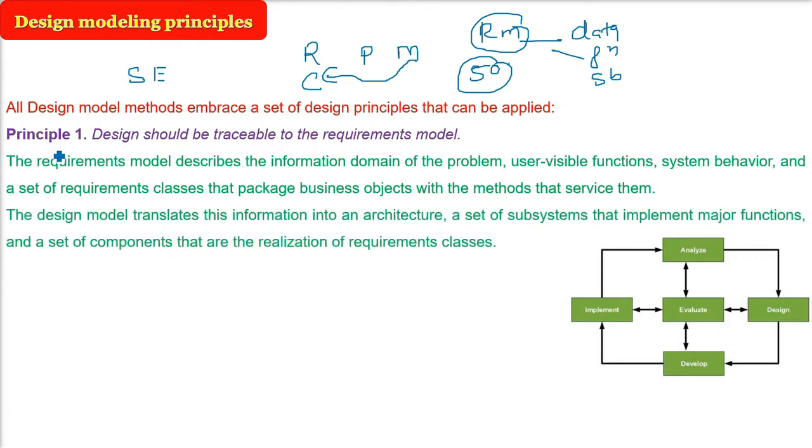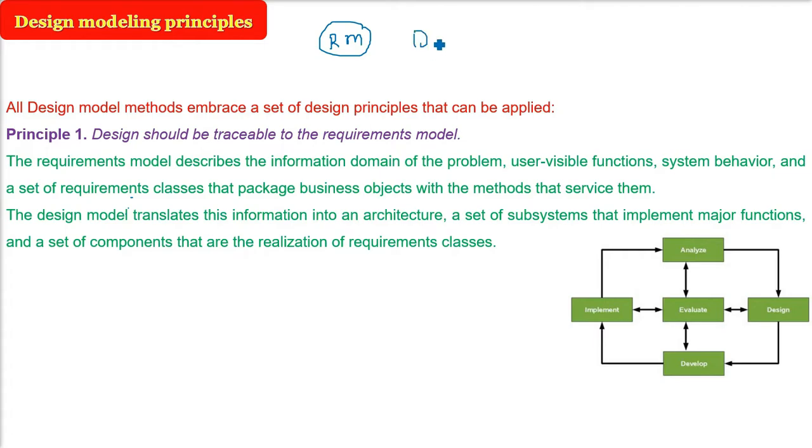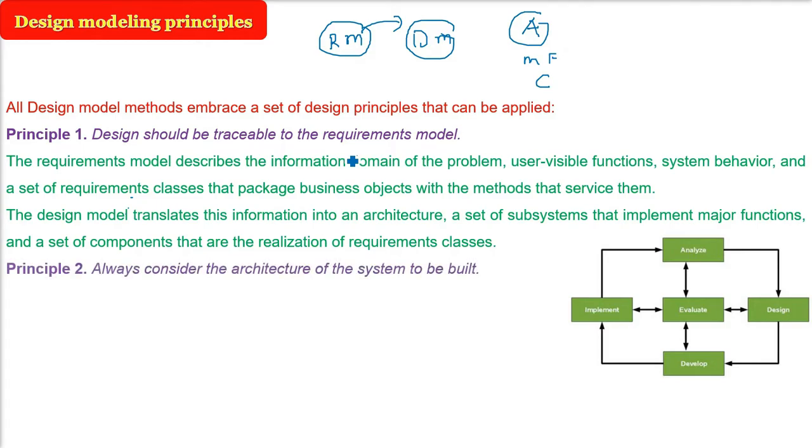Basically, we are translating the requirement model to the design model. That is, the design model will come out only from the requirement model. So the requirement model is the basis of the design model. This is very important. That is why we are saying that design should be traceable back to the requirements model. This will decide what architecture you are going to use, because the design model is going to translate the data information into architecture. What are the subsystems? What are the major functions? What are the components? Because ultimately you are going to realize the requirement classes.